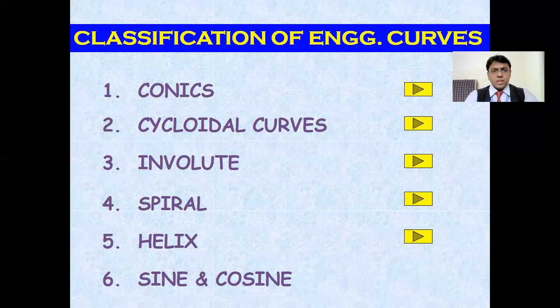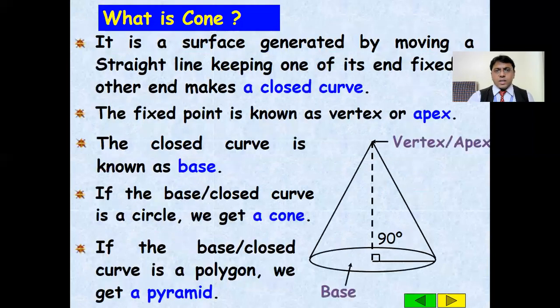So without using these conics or cycloidal curves, involute, spiral, helix, sine and cosine, we are not able to create the perfect curve structure on the engineering material, which is basically concerned to the requirement of the product. All those particular conditions come under the conics or cycloidal curves. It is going to be very clearly understood with the help of the cone.